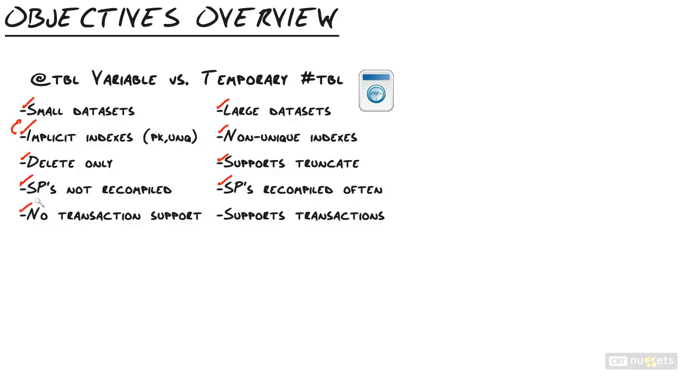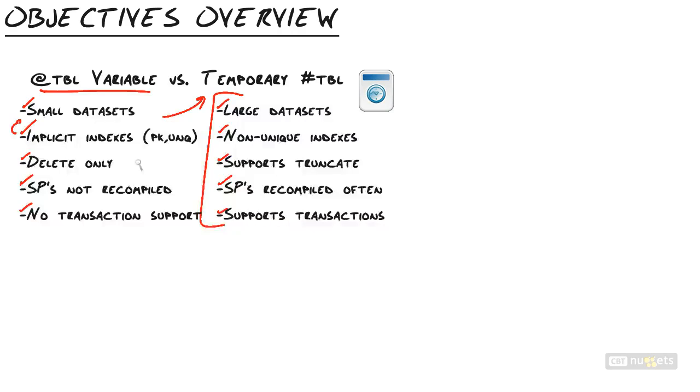And then finally here, no transaction support on table variables, where temporary tables do support transactions. So this can be a performance increase if you don't care about transactions. But if you do need transactions, then you'll want to use temporary tables. So all this boils down to one thing, and this is a great rule to live by: use table variables wherever possible, whenever possible. Make that your default go-to temporary storage object. And if you have any of these requirements, then use temporary tables.